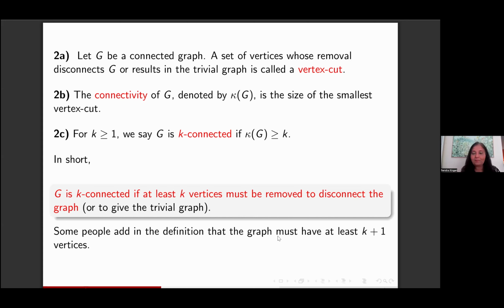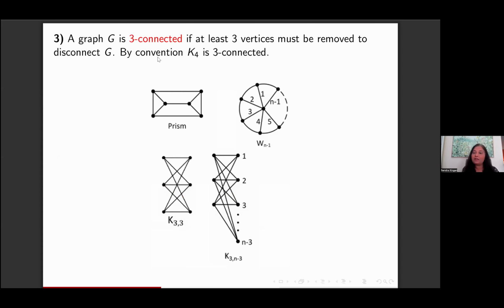All right. And then some people emphasize, well, their graph has to have at least k plus 1 vertices if you're deleting k vertices. So the focus here is three-connected. A graph is three-connected if at least three vertices must be removed to disconnect G. And I like to say it this way: by convention, K_4 is three-connected. So here are some examples of three-connected graphs. They're the standard examples. At least three vertices must be removed to disconnect G, all right, in these examples.